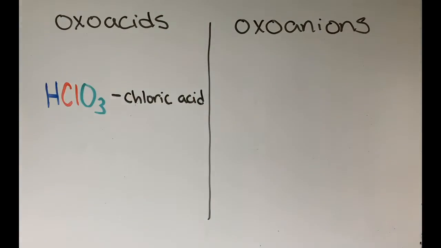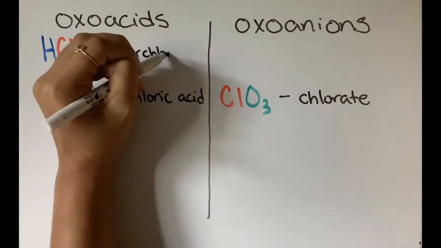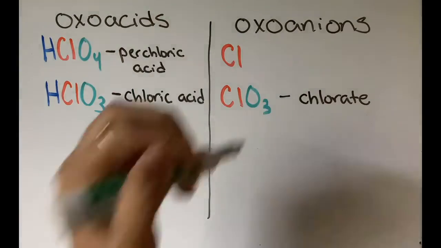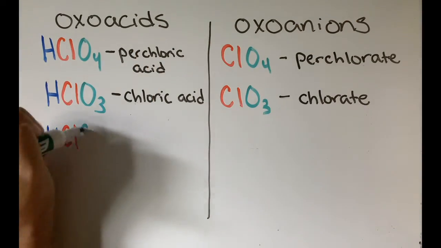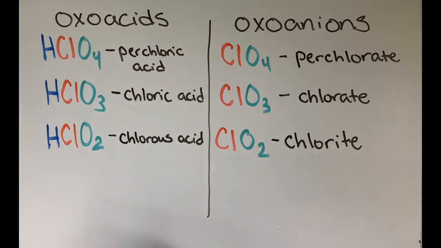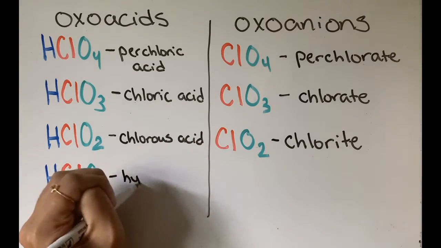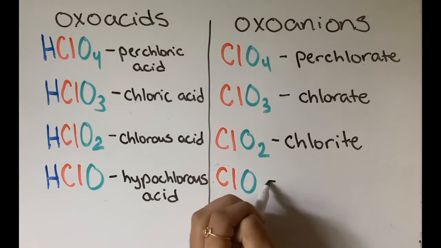HClO3 is called chloric acid, so its anion is called chlorate. HClO4 is called perchloric acid, so the anion name will just be perchlorate. HClO2 is called chlorous acid. That means the anion is called chlorite. And HClO is just called hypochlorous acid, so its anion is called hypochlorite.